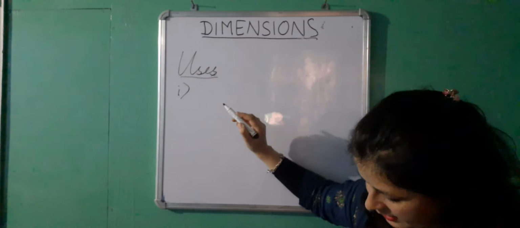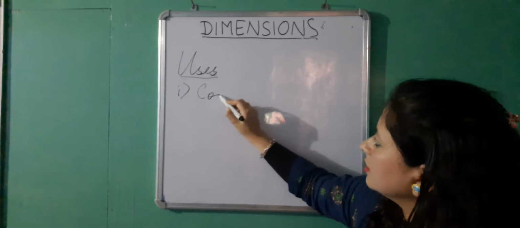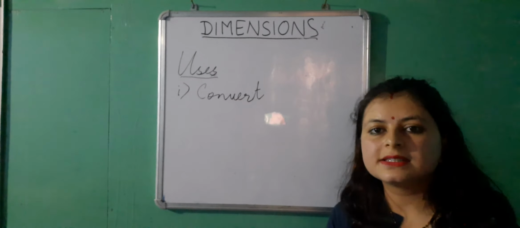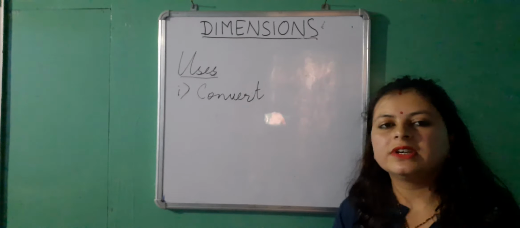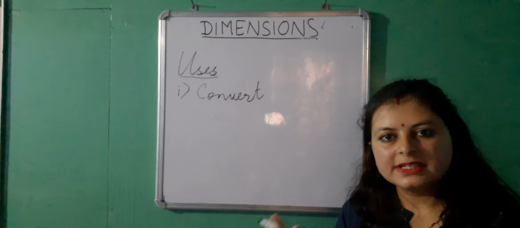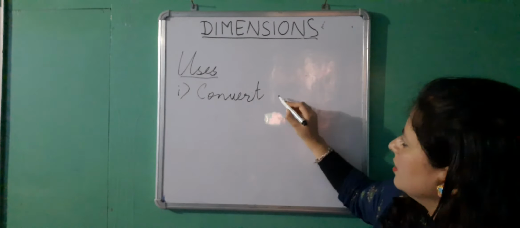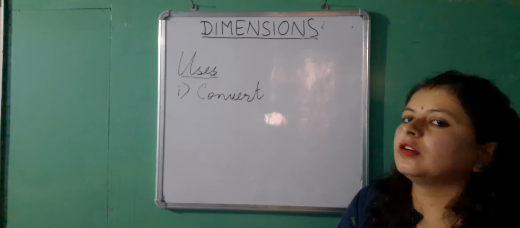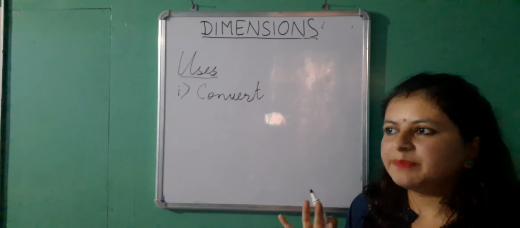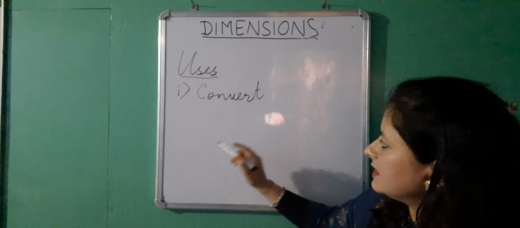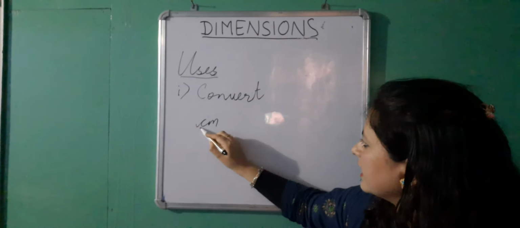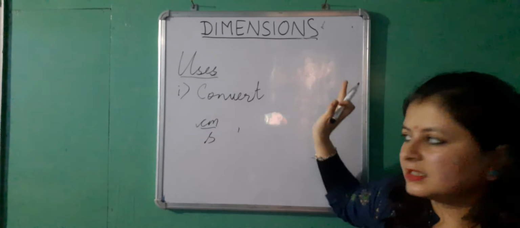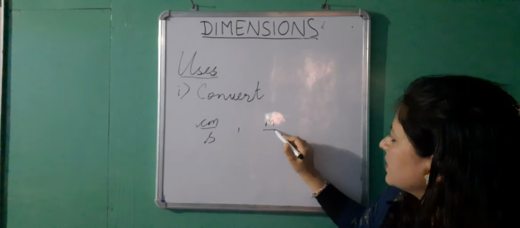Firstly, it can be used to convert the value of a physical quantity from one system into another system of units. We have learned in our previous classes that we have various systems of units, okay. For example, CGS, SI system. Now, sticking to the same example, the unit of speed in the CGS system is centimeter per second, and the same physical quantity's unit in another system, that is the SI system, is meter per second.